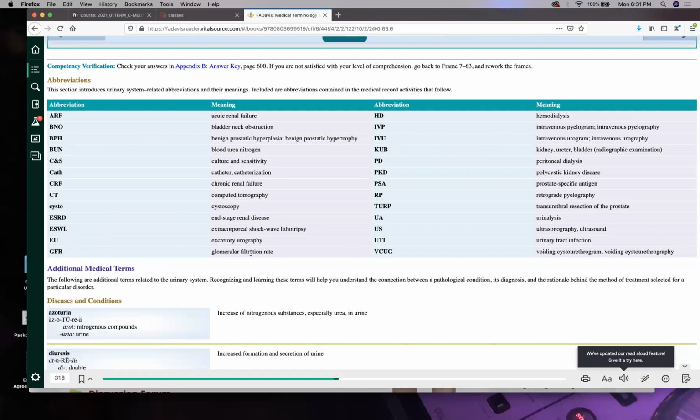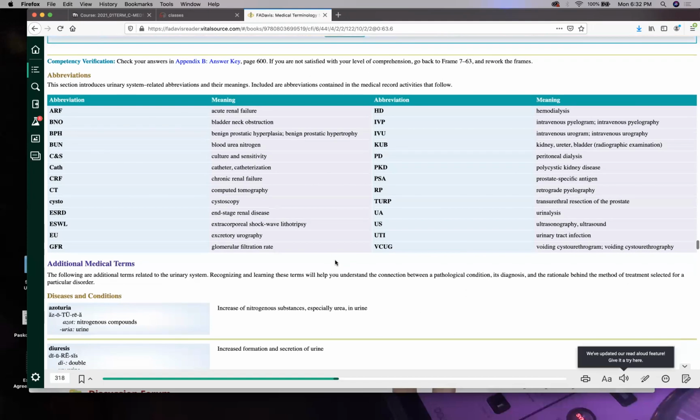GFR, glomerular filtration rate. That's one of the tests that we do to see how well the glomerulus is filtering blood. And if the GFR goes down and the BUN goes up, guess what? That's kidney failure. Pay attention. Okay. HD, we don't call that HD. I don't know who calls it HD.